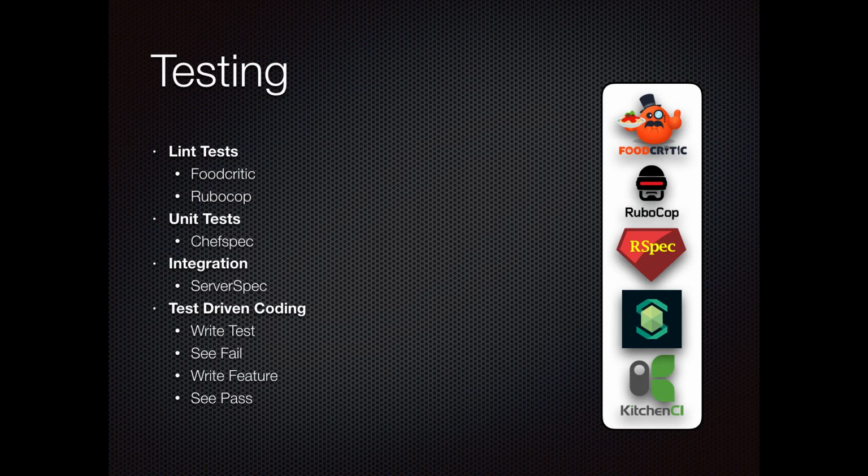Integration testing, that's when you spin up a virtual machine and you do all the stuff in your cookbook, and then at the end you check if the stuff that you thought was supposed to happen happened. So it'd be like, did it install Apache? Is the Apache user created? Is Apache running? Is it listening on port 80? Is it listening on port 443? Is it not listening on 80 because I wanted it to be on 443?